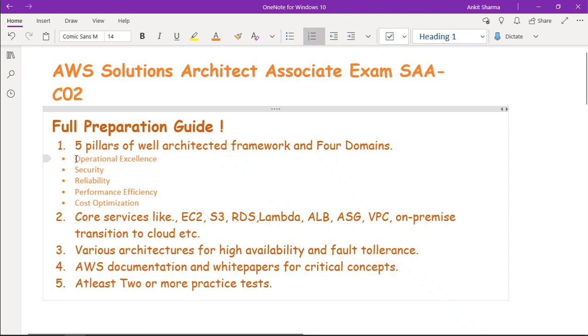which account for these five pillars: operational excellence, security, reliability, performance efficiency, cost optimization. You have to consider each and every one, and based upon these, you have to find solutions.